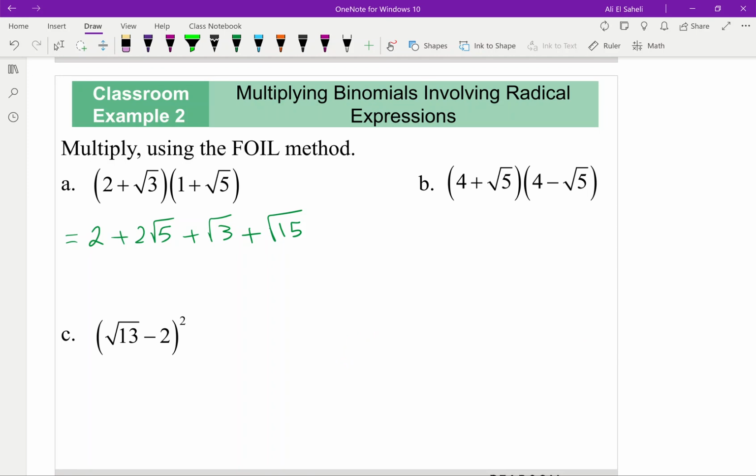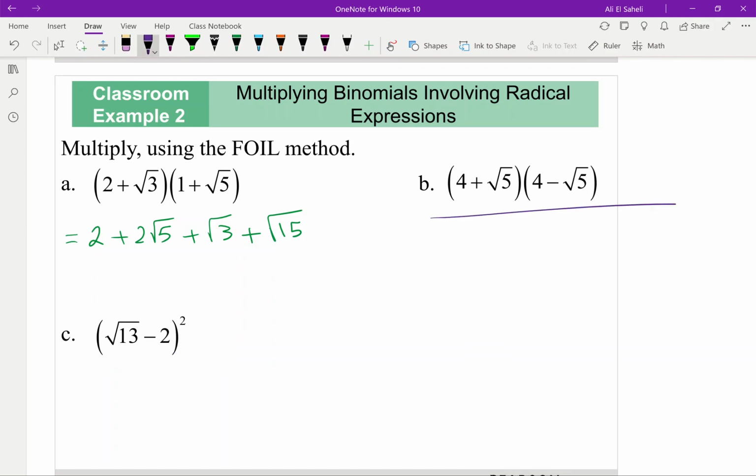So this cannot be simplified any further. The 2 cannot be added to any other term. Radical 5, there is nothing we can do about the radical 5. And radical 3, same. Over here, the problem is we have radical 3 times radical 5. So we cannot make use of that fact to simplify this further. All right.